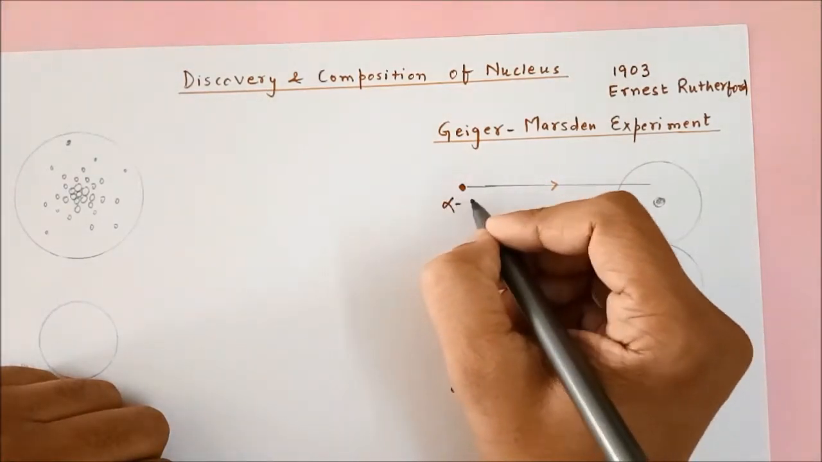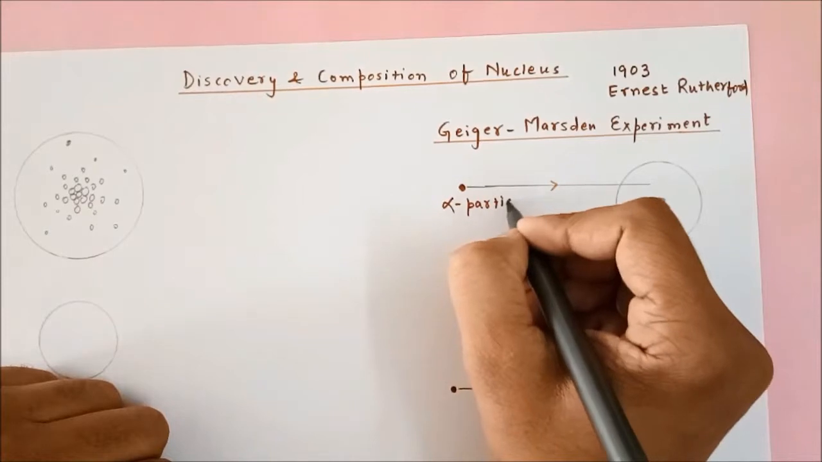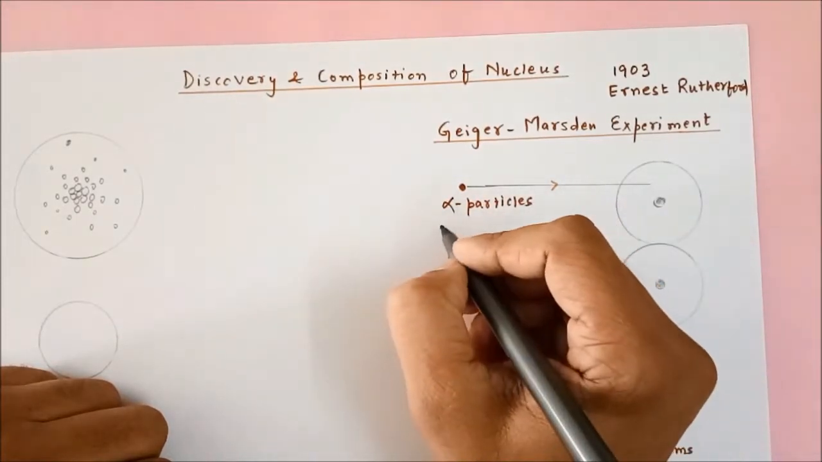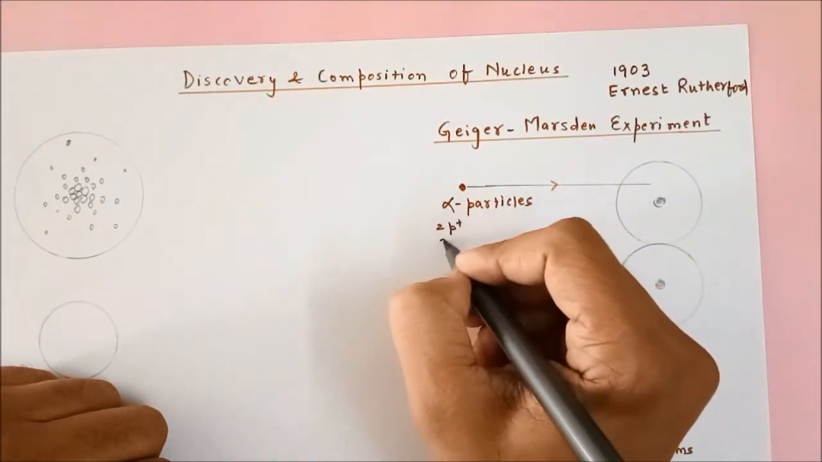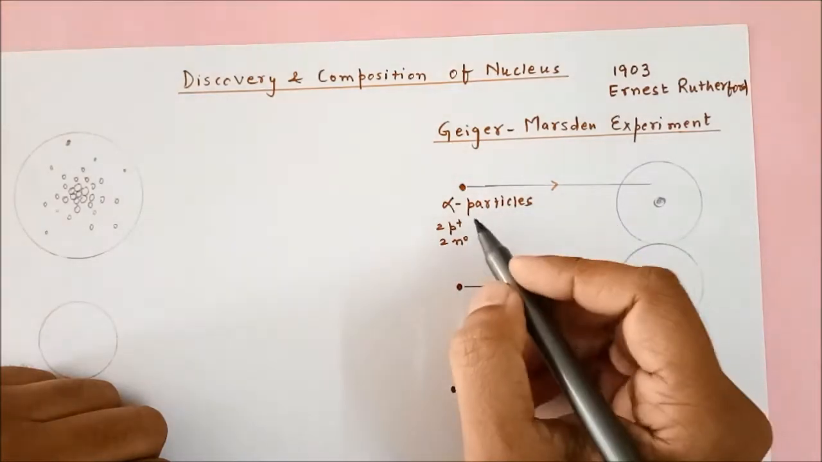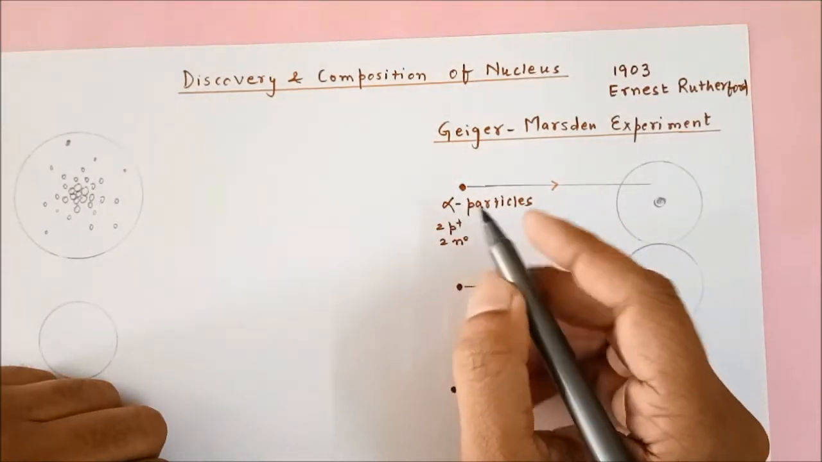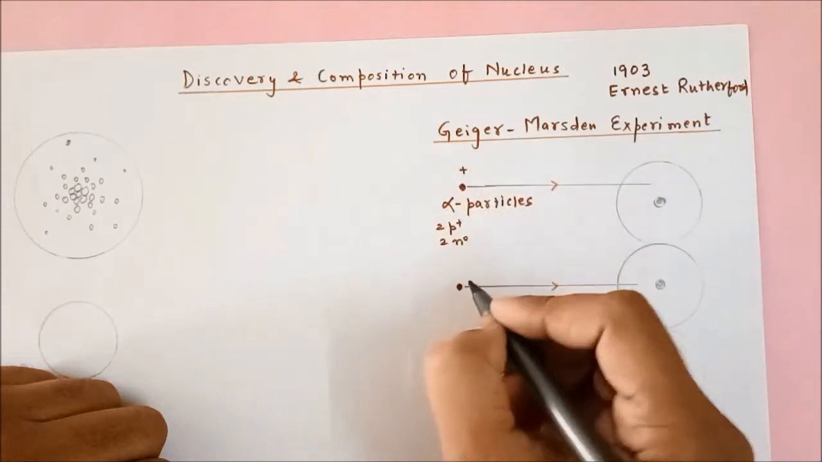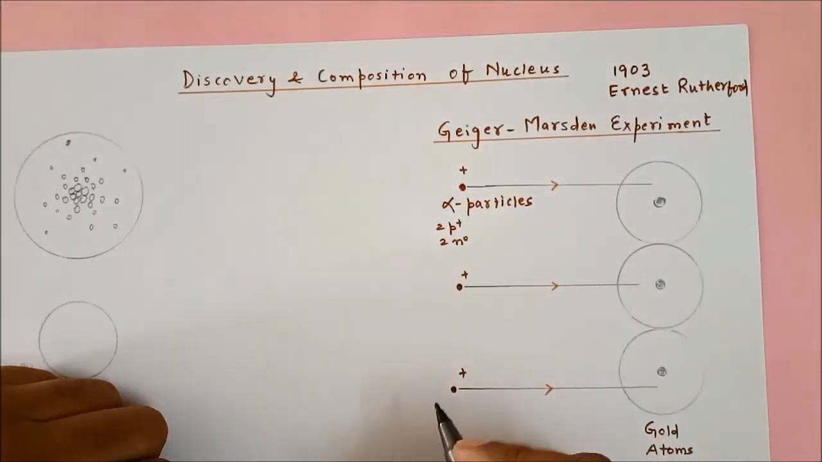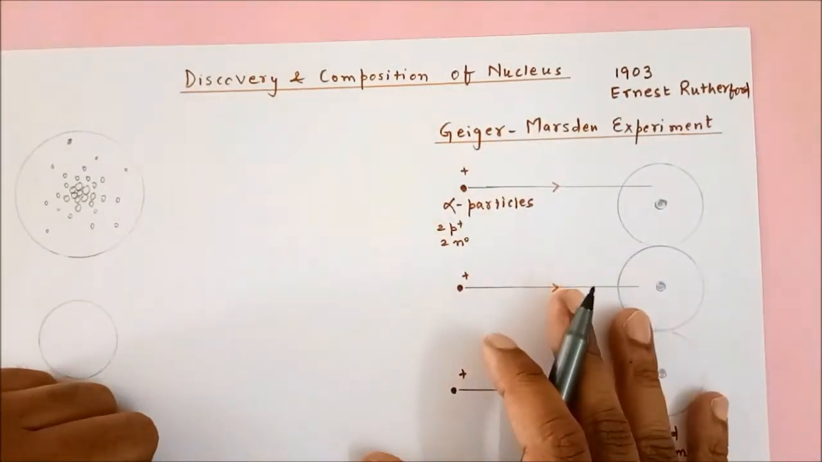So these are alpha particles. Alpha particles are made up of two protons and two neutrons, so they are basically the nuclei of helium atoms. Alpha particles are positive in nature and are released from radioactive substances.